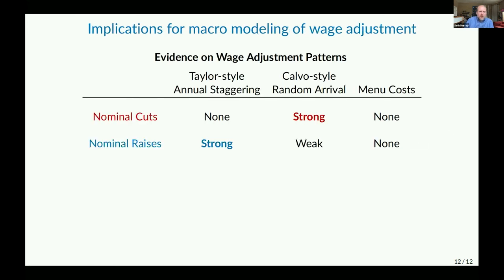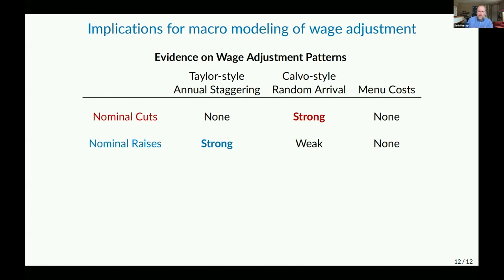So let me turn to concluding by talking about some of the implications of these empirical findings about wage adjustment patterns for how we model wage adjustment in macro models. The first is thinking about nominal wage cuts. The nominal wage cuts really seem to follow a Calvo-style random arrival of the opportunity to cut a worker's wage if that is what is optimal. Whereas there's no evidence that Taylor or menu costs are actually consistent with the nominal cut phenomenon.